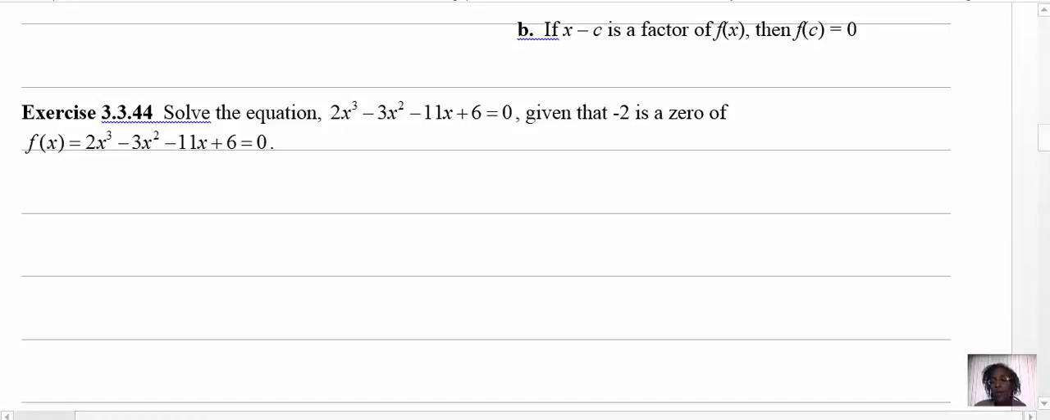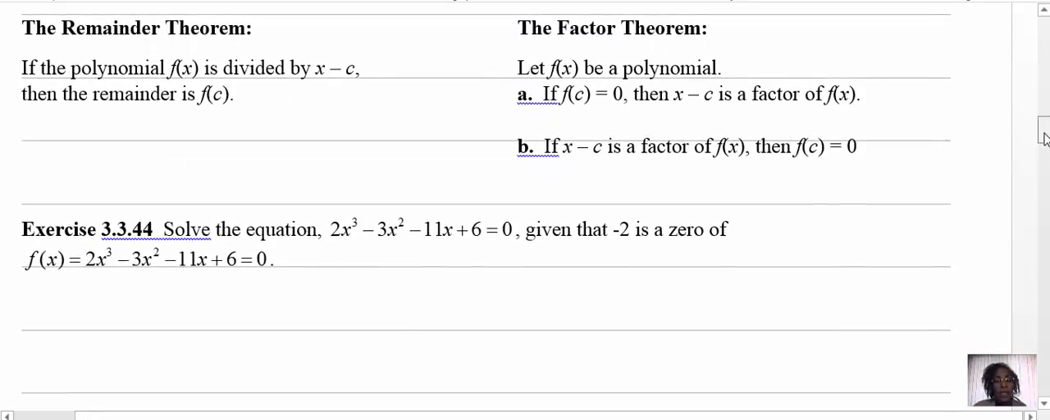So notice if we take a minute and look back at our two theorems, if we know that negative 2 is a 0 of our polynomial, then the remainder theorem tells us that f of c is going to be our remainder. In other words, if I divide x minus negative 2 into f of x, f of c is going to be the remainder of this division. Now, the factor theorem tells us if f of c is 0, then x minus c is a factor, or if x minus c is a factor, f of c is 0.